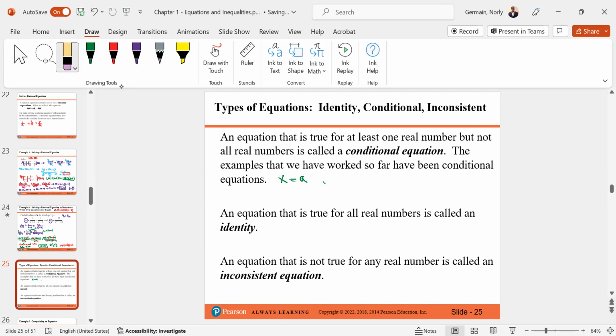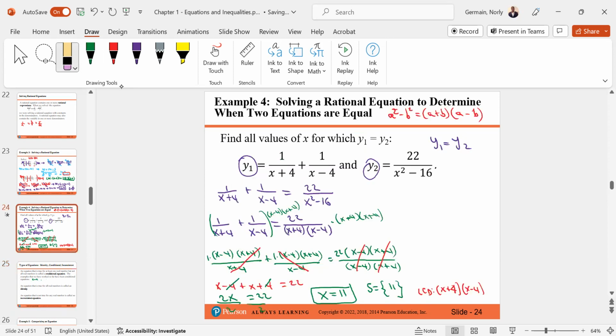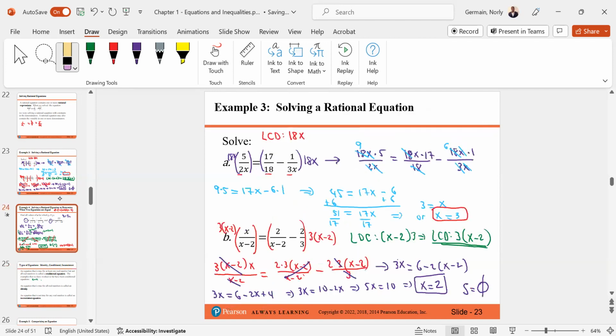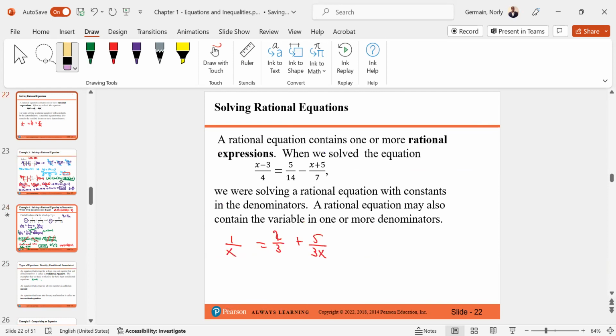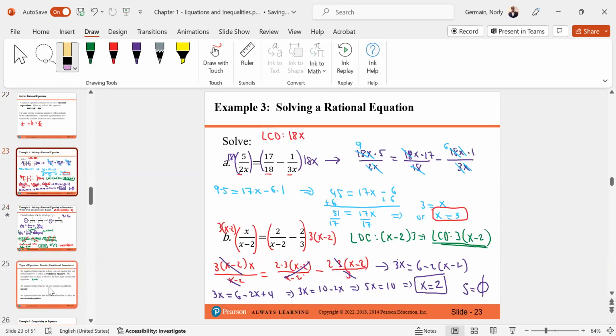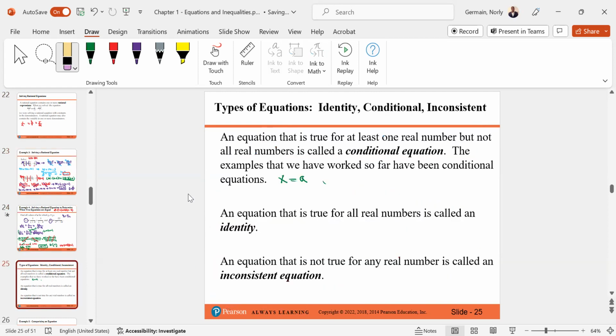The examples that we have worked so far have been conditional. Well, not all of them, because I believe there is one where we found the answer was empty. I think that was this one. B was empty, so it was not conditional.